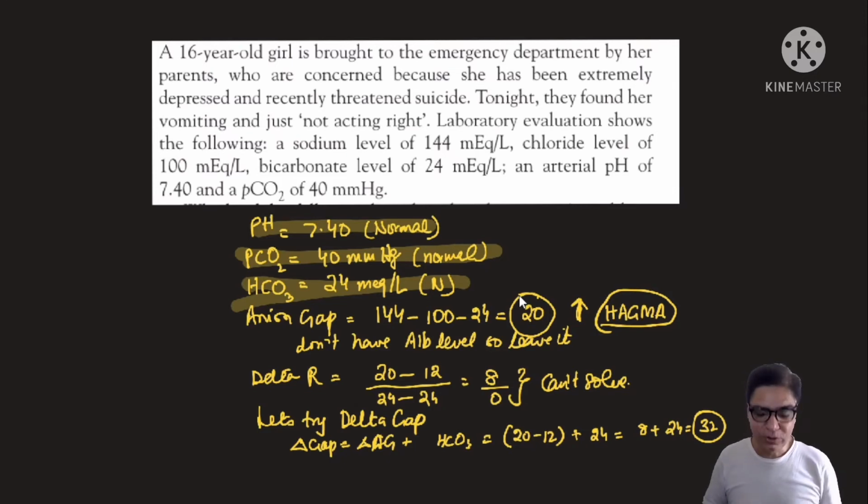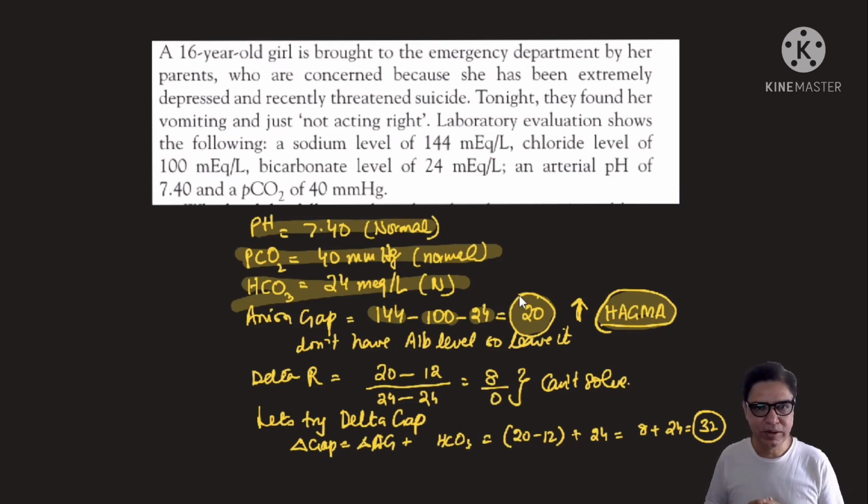If we calculate the anion gap over here, if you look at the sodium level, 144, the chloride level, 100, and the bicarbonate level, if we subtract, it comes out to be 20, which is way above 12 or 14, the upper limit that you take. So this is a high anion gap metabolic acidosis. pH is fine, PCO2 is fine, bicarbonate is fine. How on earth is this a high anion gap metabolic acidosis?